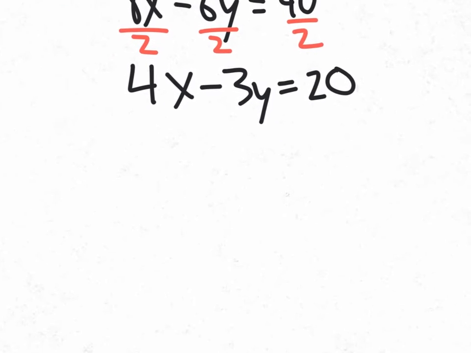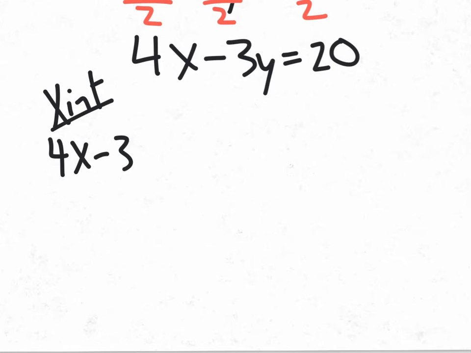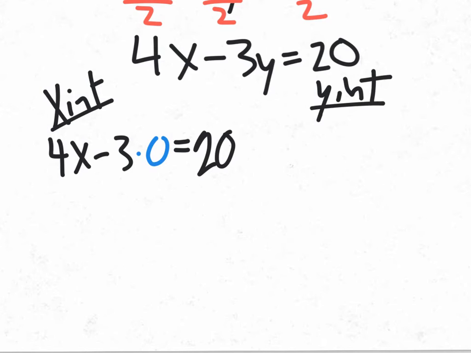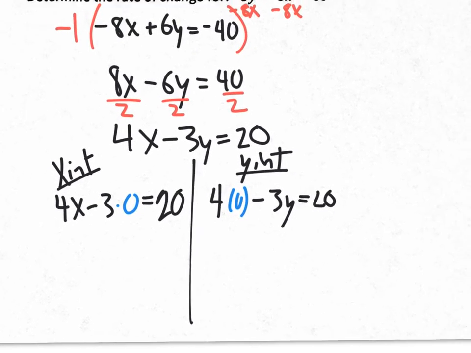And now let's actually do an x-intercept and a y-intercept for this. So the x-intercept will be setting y equal to 0. So it's going to be 4x minus 3 times 0 equals 20. And the y-intercept will be setting x equal to 0. I'm not writing it down anymore. Hopefully we already know it. Y-intercept is to set x equal to 0. So that's going to be 4 times 0 minus 3y equals 20.